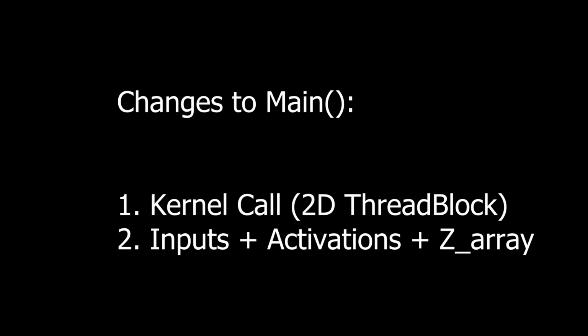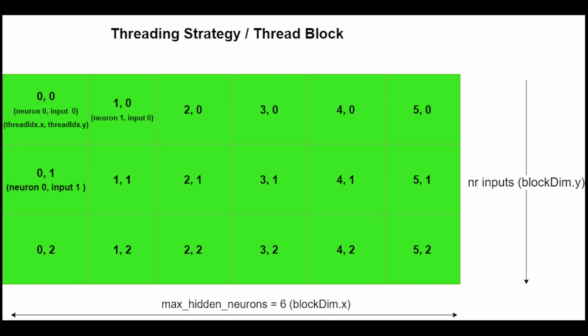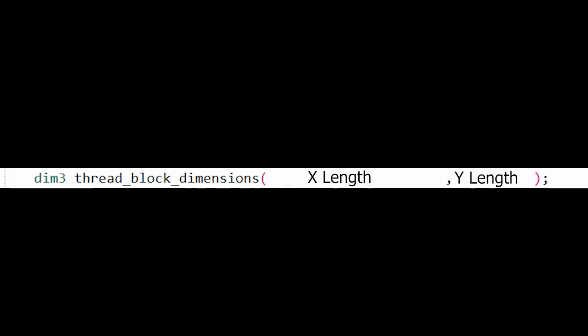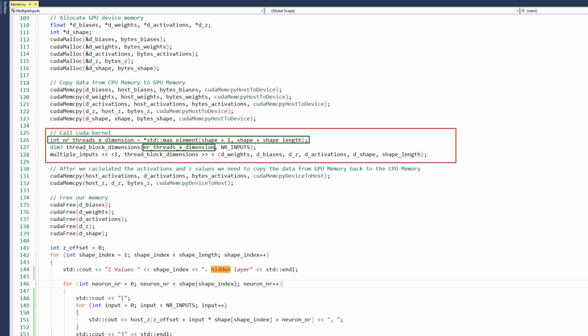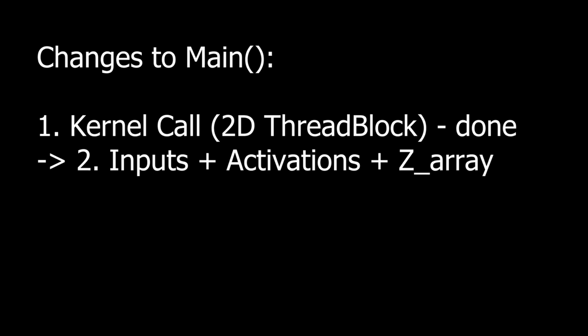So now we need to call the kernel a little bit differently. The main thing which changes is that now we need more threads. We need 1 thread per input and neuron. So if we have 3 inputs and 6 neurons, we need 18 threads. We can specify this via a 2-dimensional tuple, which specifies the dimensions of the thread block we are going to use. The number of threads in the x dimension is going to be equal to the number of neurons the largest layer has, and the number of threads in the y dimension is going to be the number of inputs. That's it for the kernel call. Now we move on to our data structures.